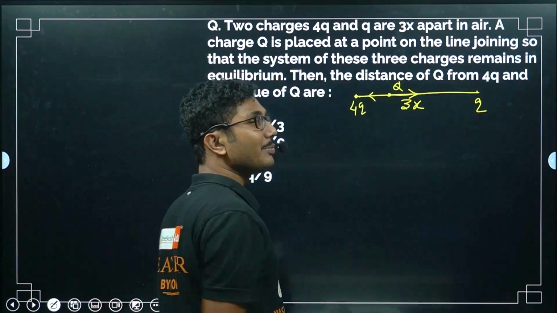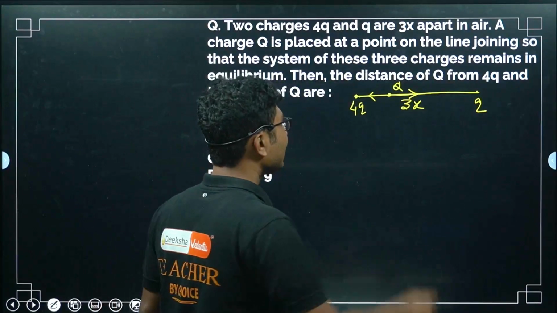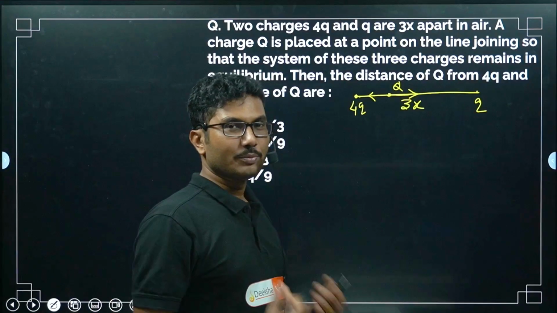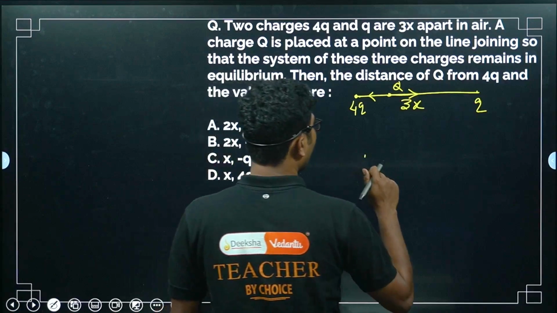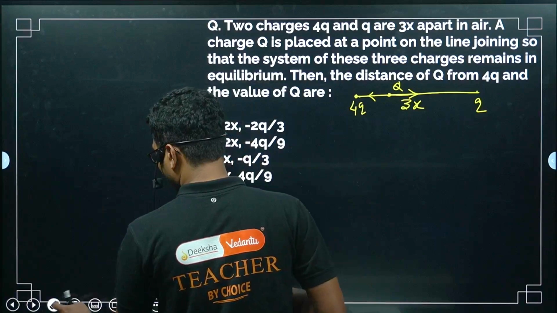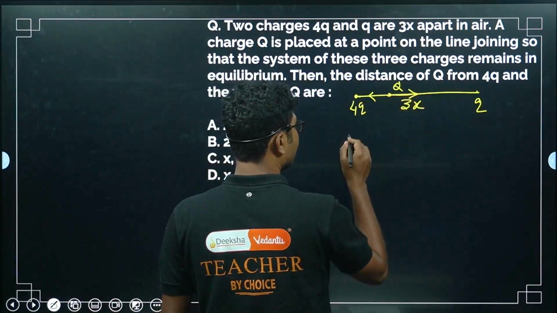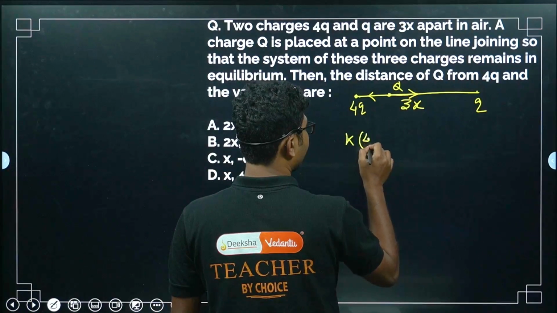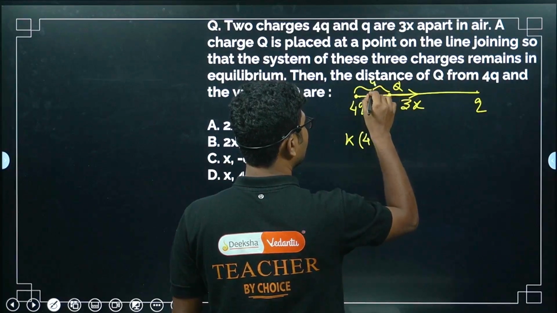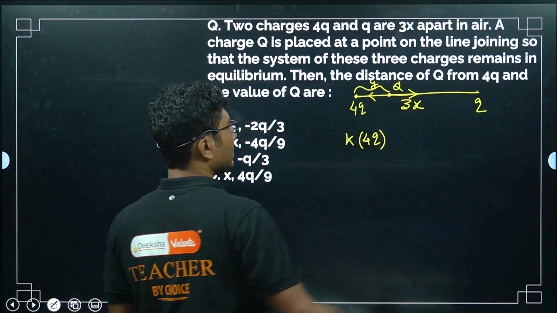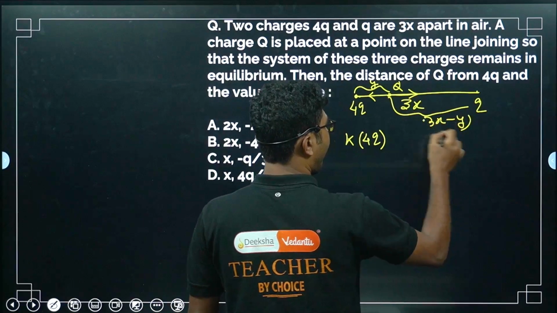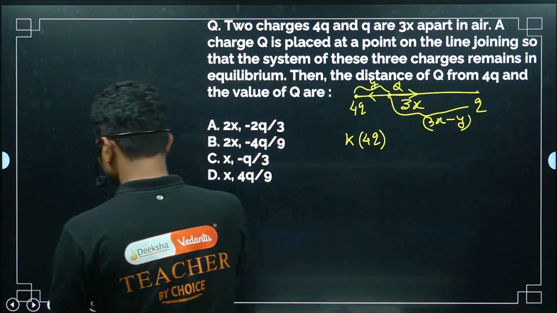Now if the system is in equilibrium, what is the rule? These two forces should be equal, right? Both are already opposite and they should be equal. Now we know that Q is negative, we will use that later. Right now we are interested in the force. So K times 4Q, and this distance was 3x. Suppose this distance is y. Assume this distance is y. So this distance will be 3x minus y. Right? Any doubt?